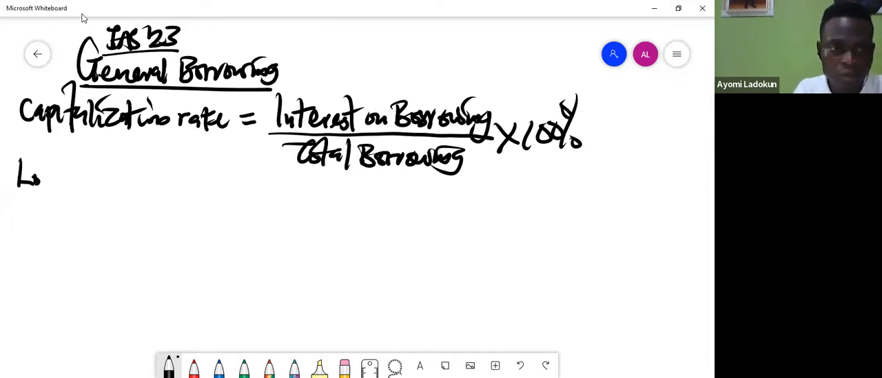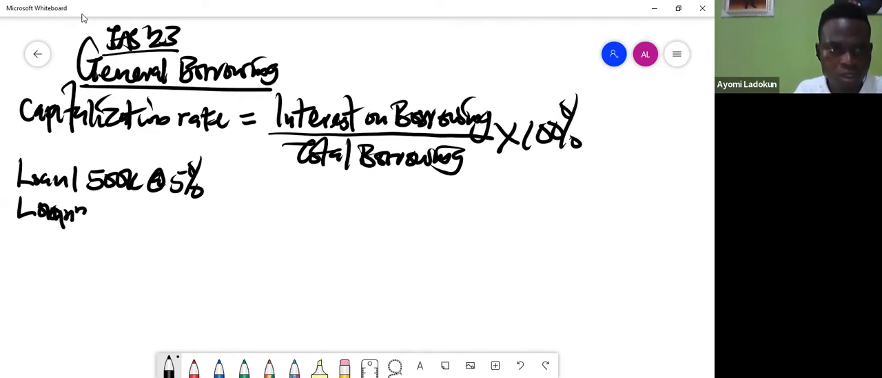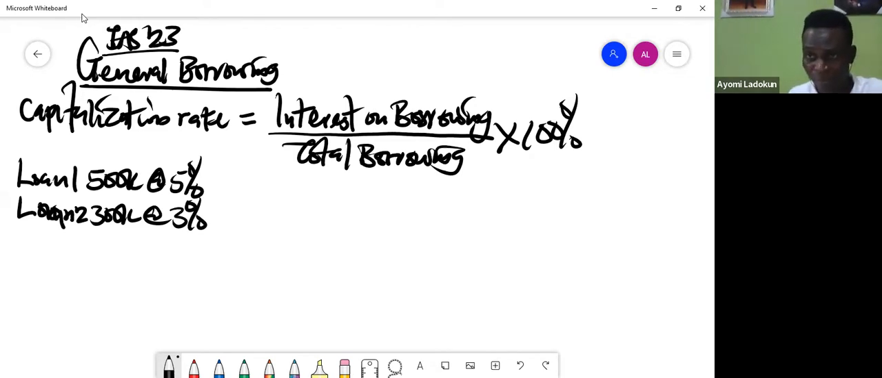Let's say we have loan 1, 500K at 5%. Then you have loan 2, 300K at, let me use 3%. I now use part of this borrowing to construct an asset. What do I do? I compute the capitalization rate. So how do I compute it?